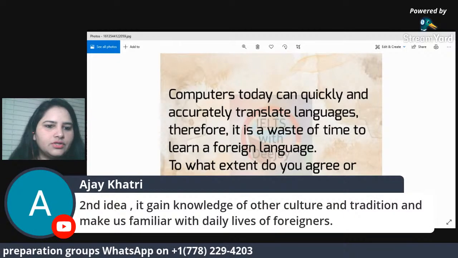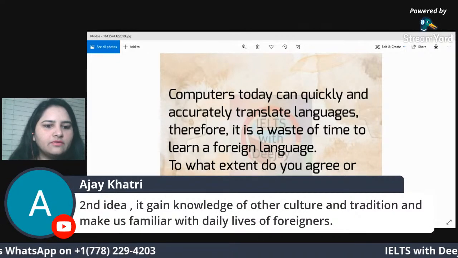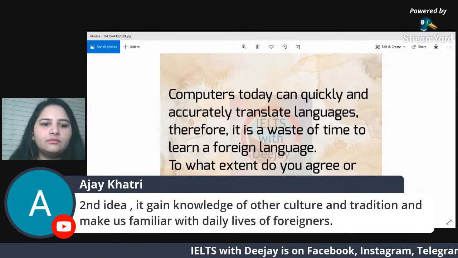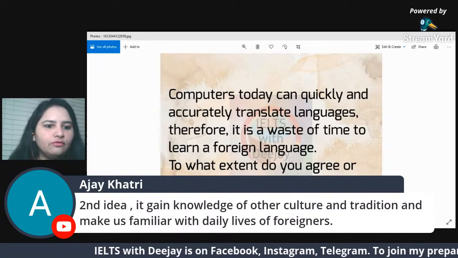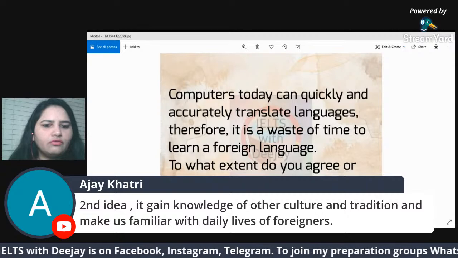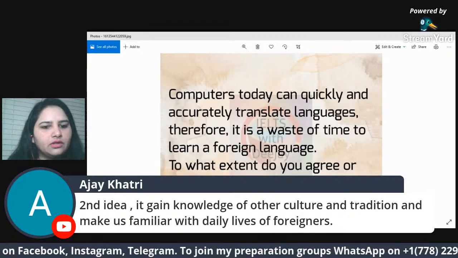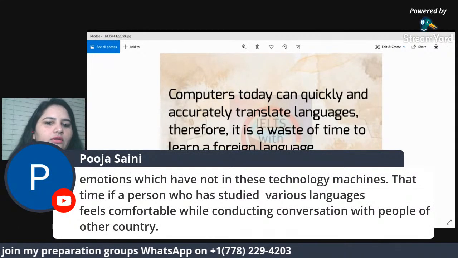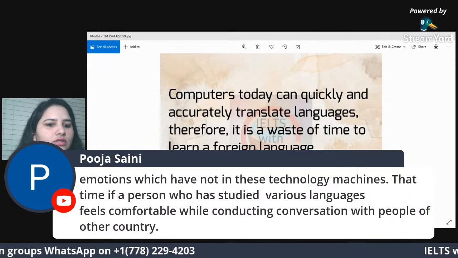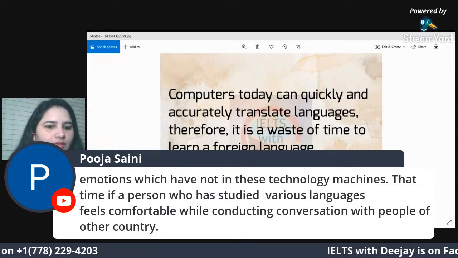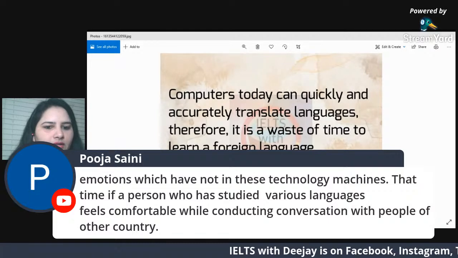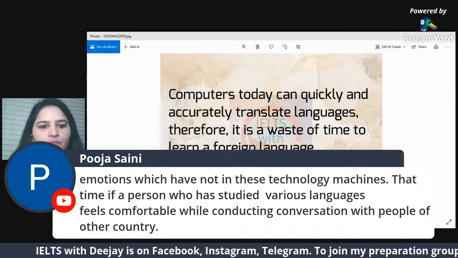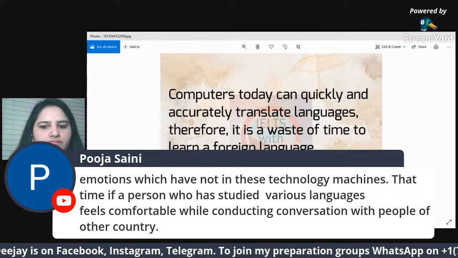Gain knowledge of other culture and tradition and makes us familiar with daily lives of foreigners. You can say familiar with the daily lives of people from other nations. It's not foreigners. You can simply say people from other nations. Emotions which these technology machines do not have. A person who has studied various languages feels comfortable while conducting conversation with people of other countries.